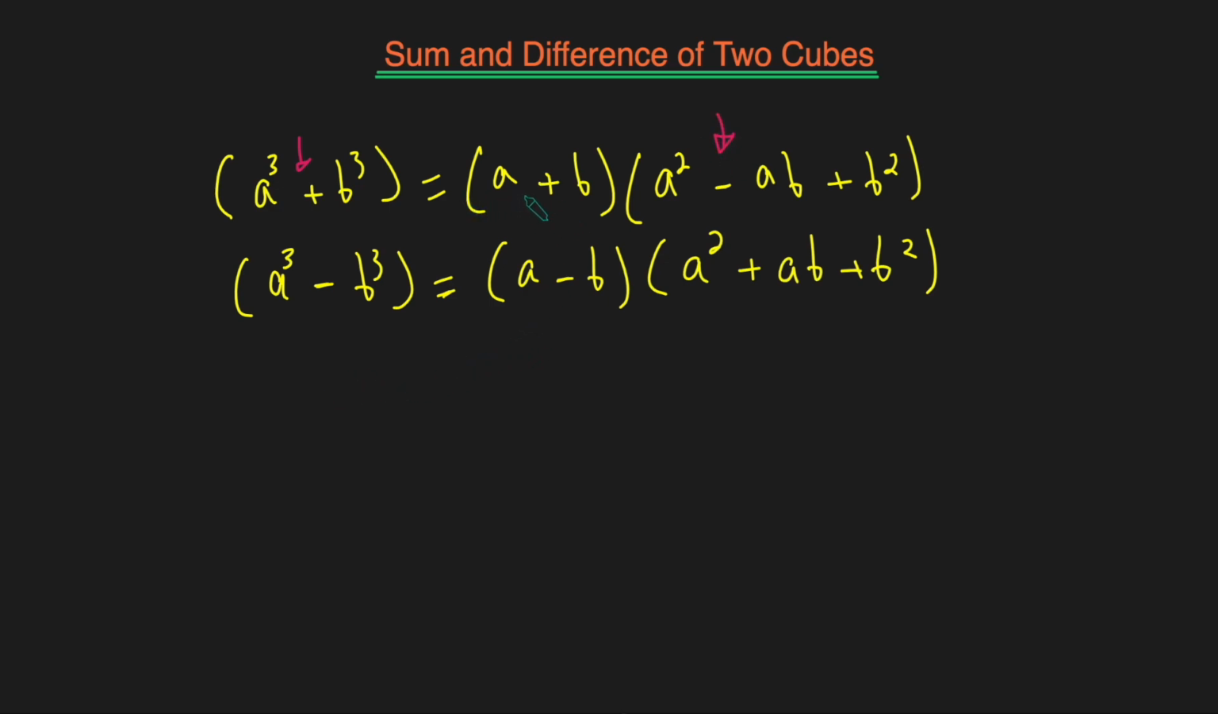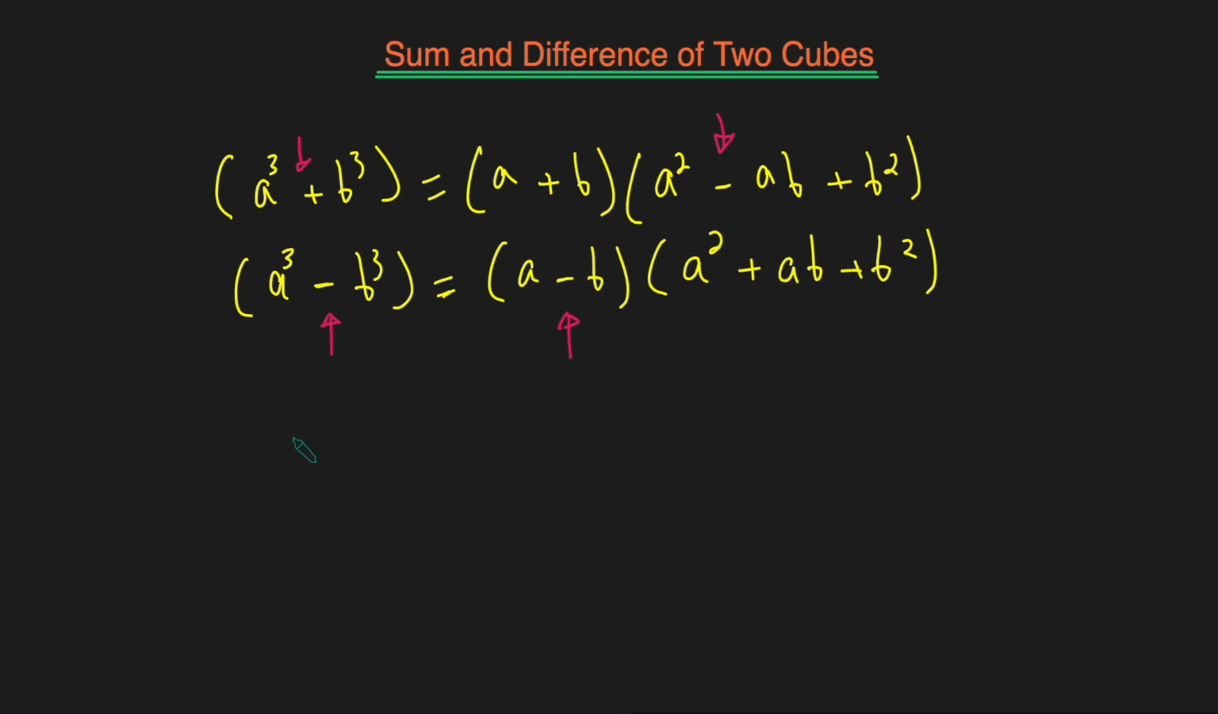The formula is written the same way: a plus b, a squared minus ab plus b squared. Now, when we have a difference, which is the negative here, then the negative will be put here and everything else is positive. So it's very easy to memorize. Once you write it, you know for the positive, you put a negative here, and for the negative, you put a negative in the first bracket.